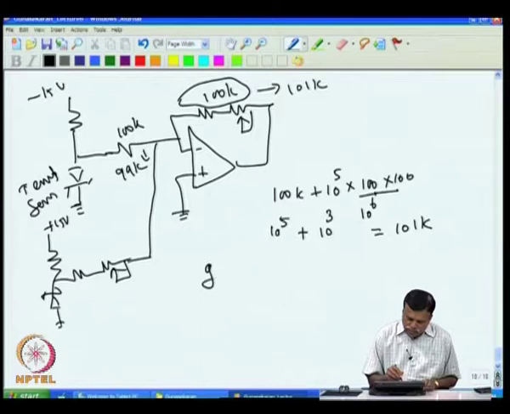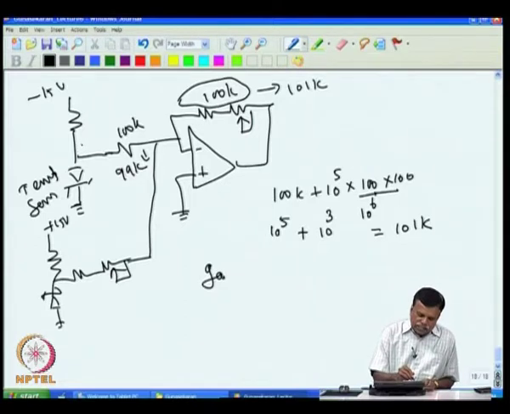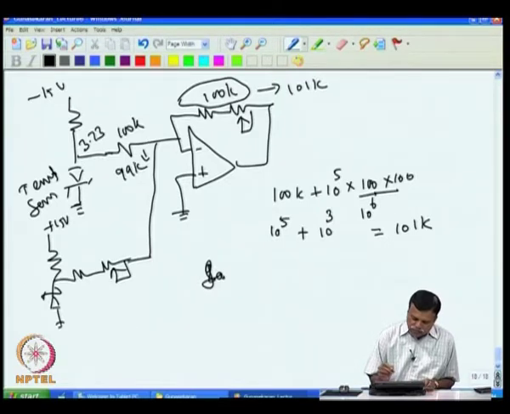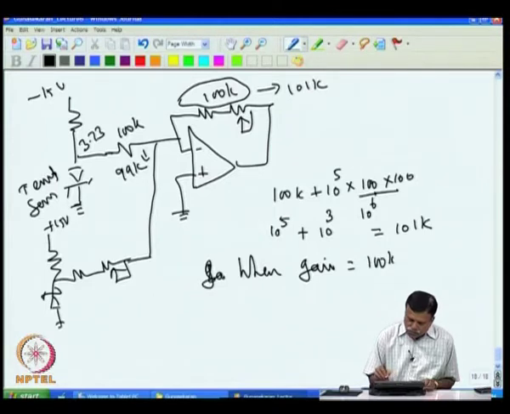So, gain error will be there, because this voltage is only amplified here and put out. If I assume 100 degree C, this is sitting at 3.73. We have to find out what change comes when these two are 100K, and when they are 101K and 99K. When the gain is 100K by 100K, because both are 100K, the gain is actually 1.